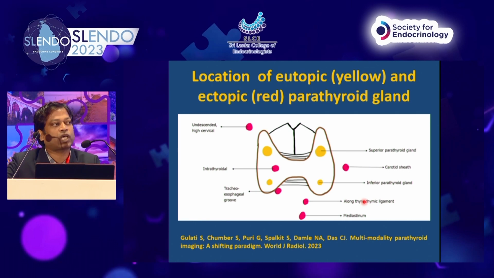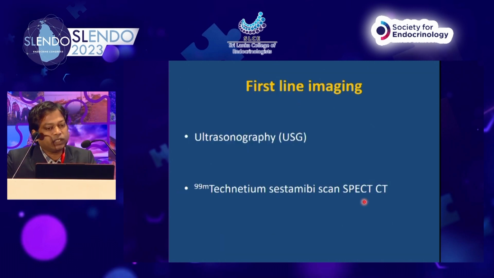Even if you diagnose hyperparathyroidism, there may not be an adenoma in the normal location of the parathyroid gland. So when we are doing imaging, we have to locate the tumor starting from the carotid bifurcation till the mediastinum. Among the different investigations available, we should start with ultrasound and the MIBI scan as the first line investigation, because in 60 to 70% of cases, these two investigations are sufficient to localize the tumor.